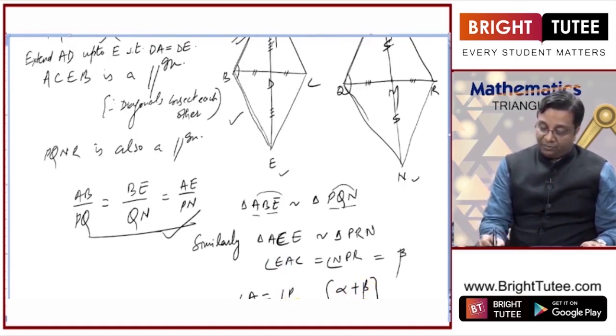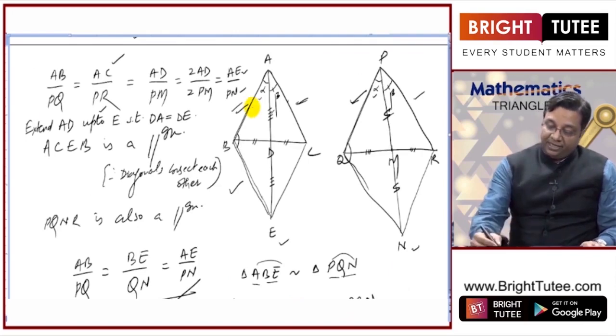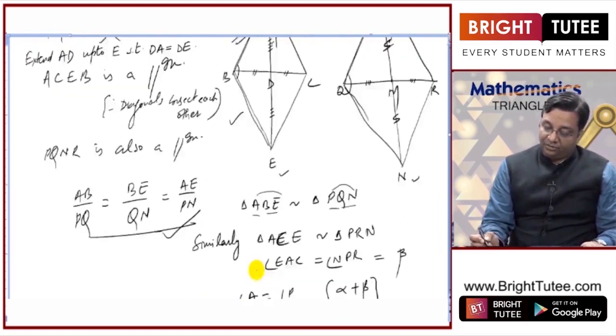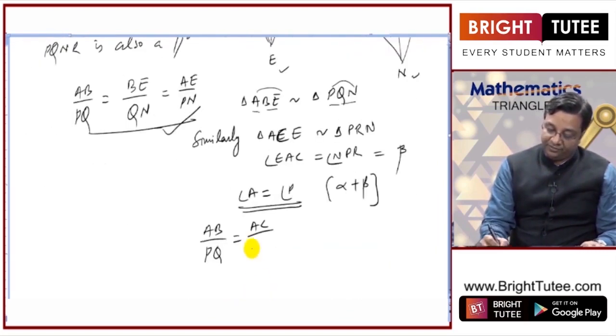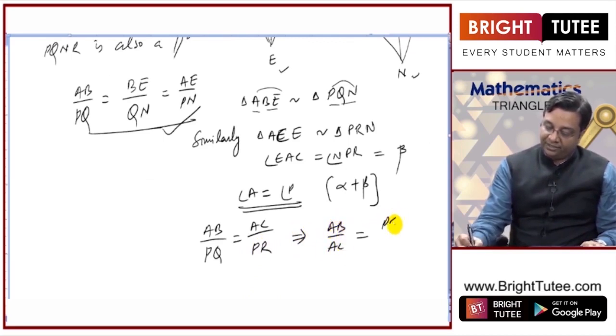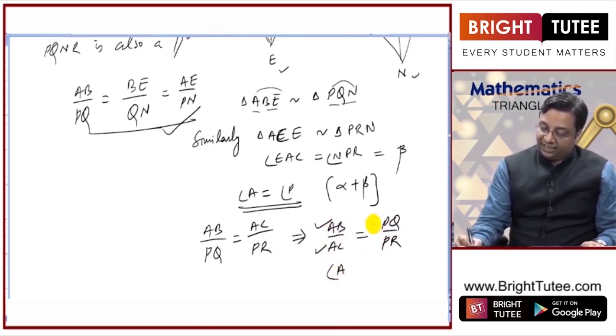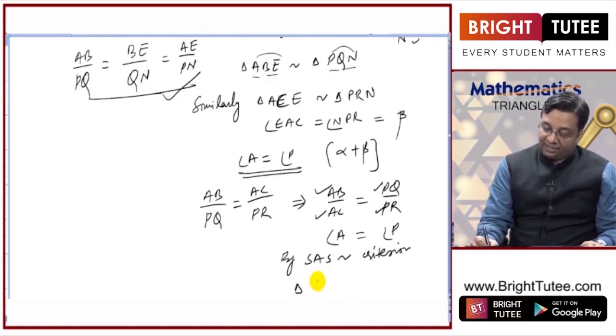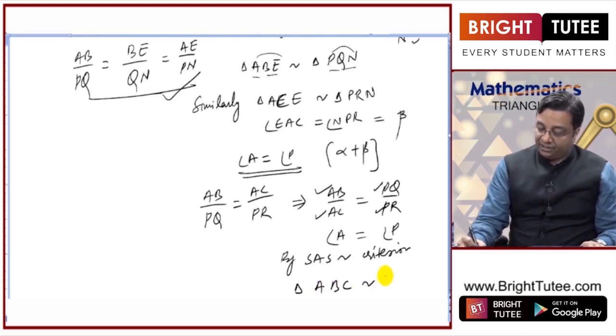Okay, so now once I have proved that angle A is equal to angle P, AB by PQ is equal to AC by PR, it is given. Right, so we can say AB by AC is equal to PQ by PR, and angle included between these two sides is angle A, angle included between these two sides is angle P. So by side angle side similarity criterion, we can say triangle ABC is similar to triangle PQR.